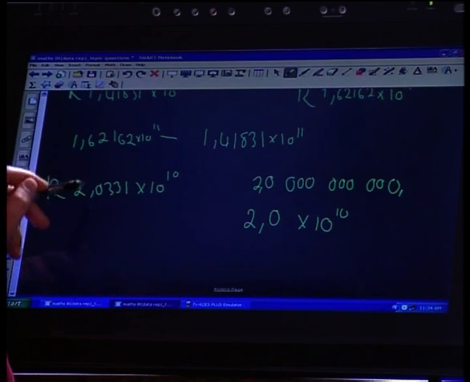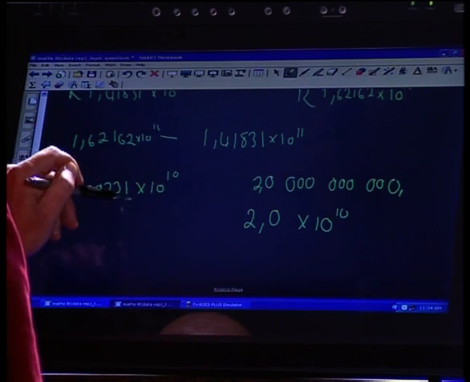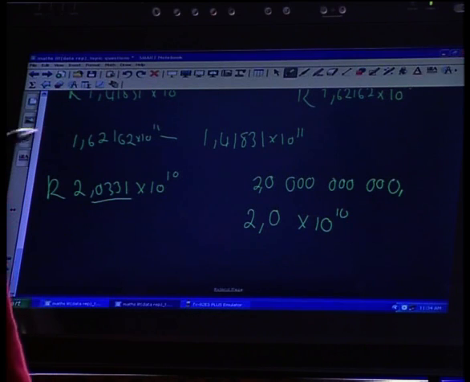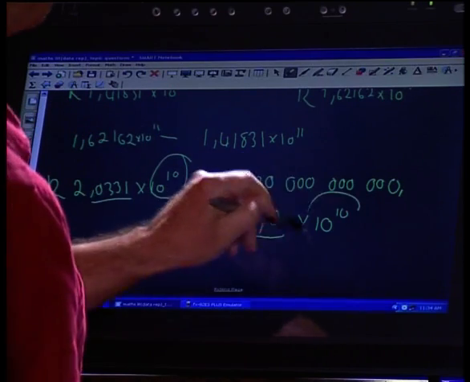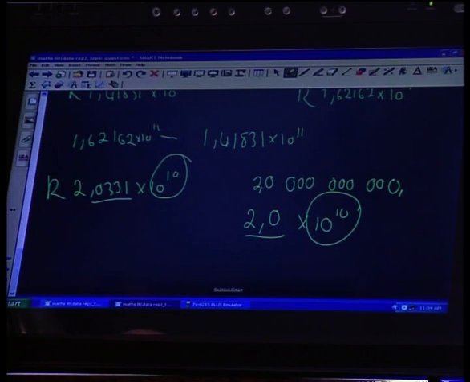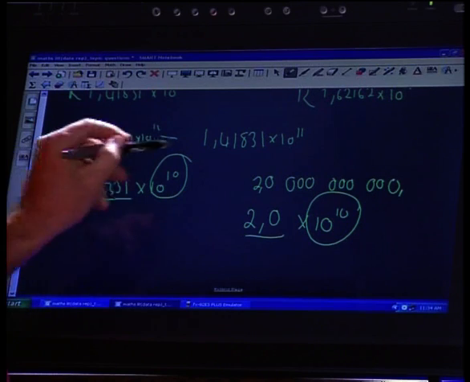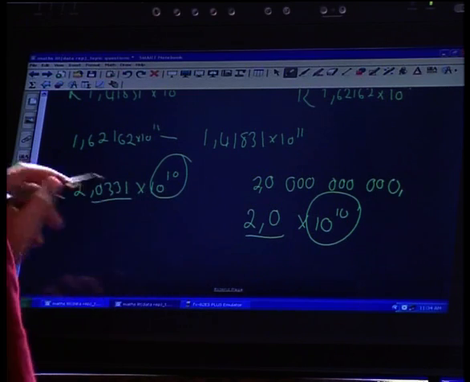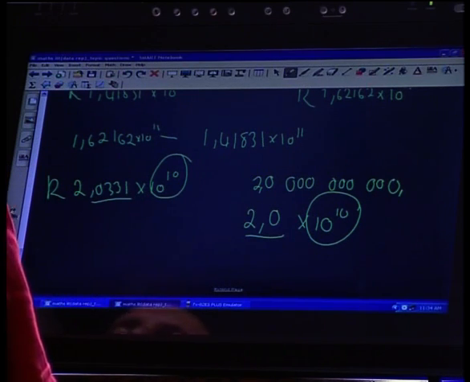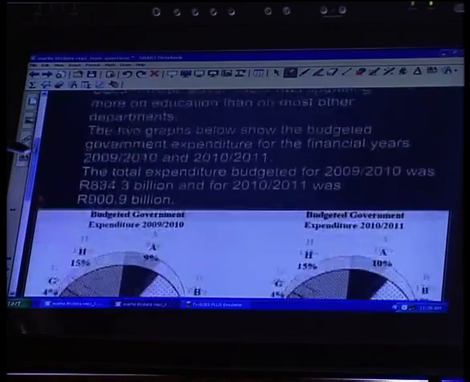We got an answer of 2,0331 times 10 to the 10, and this number with the 0,0331 on it is bigger than that number. Our 10 to the 10s are the same, so we can make a direct comparison between these numbers. So we have shown that the difference between those two amounts is slightly bigger than 20 billion rand, and therefore we've answered that question. Great, let's go on to the next part of it.